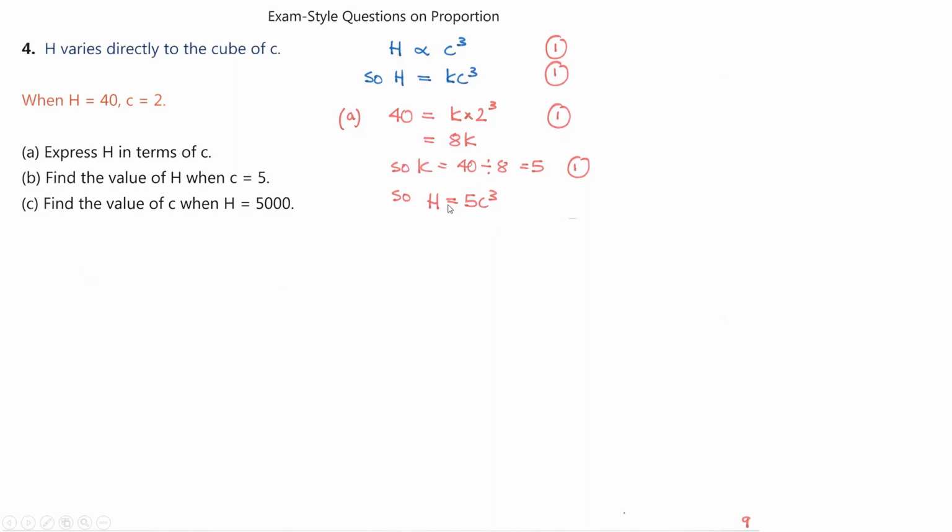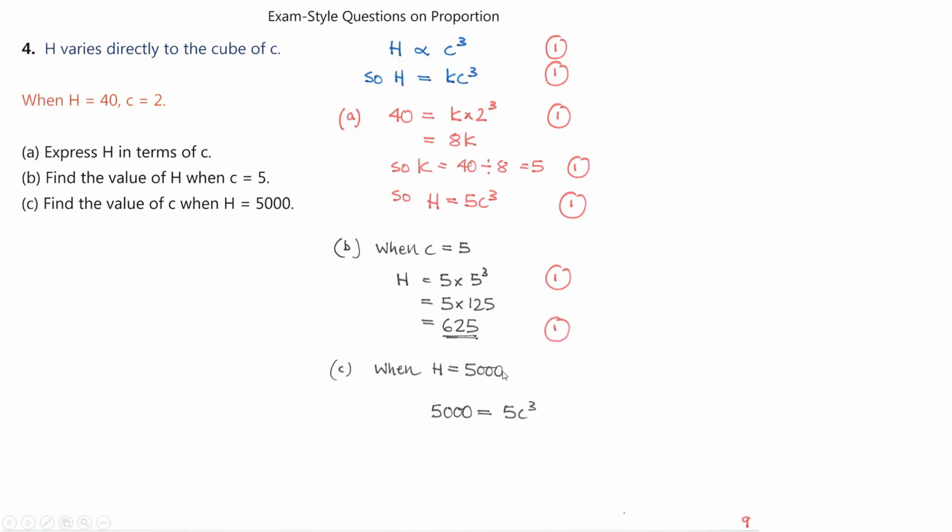And now we're going to use that formula to work out these things here. Work out h when c is 5. So put 5 here to work out what h is. When c is 5, h will be 5 times 5 cubed, which is 5 times 125, which is 625. Have a mark.